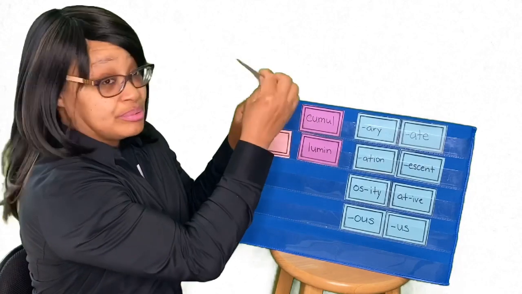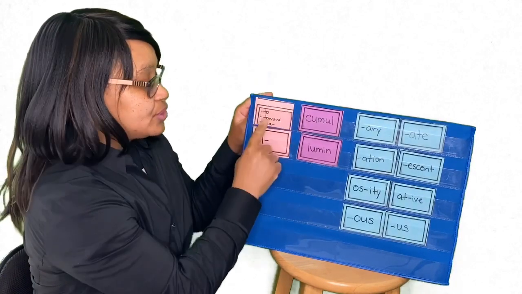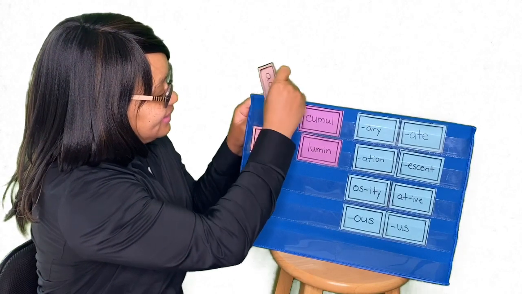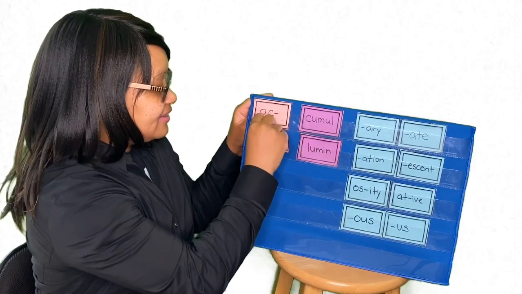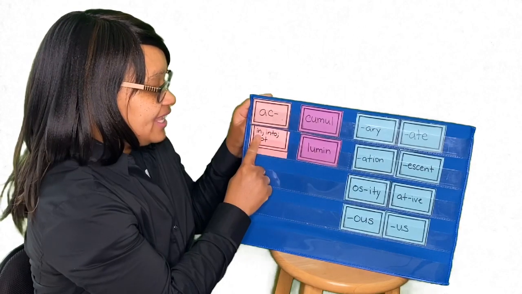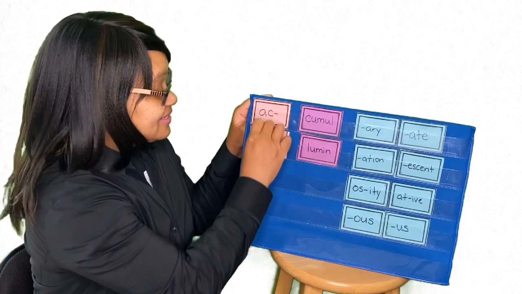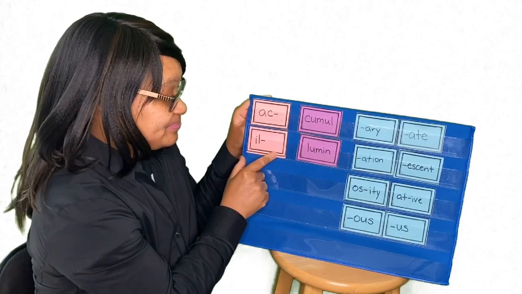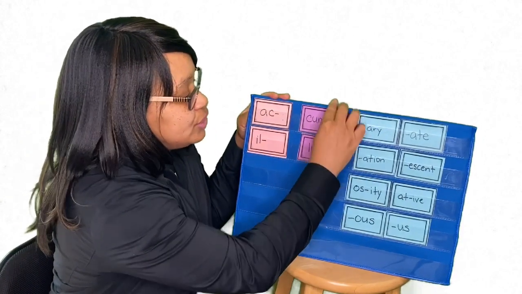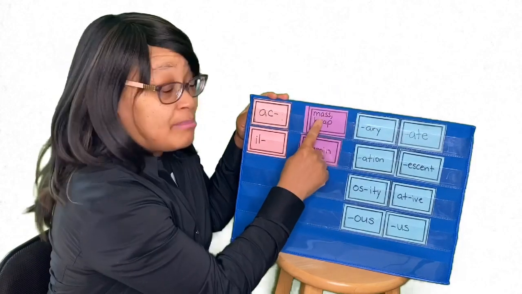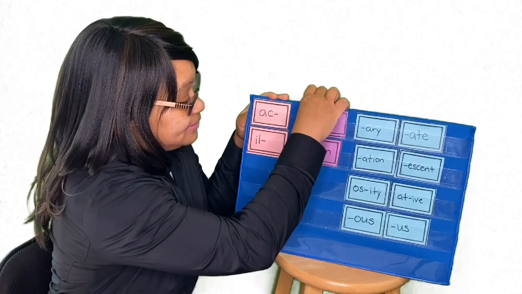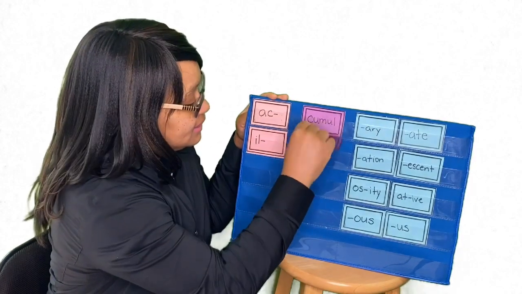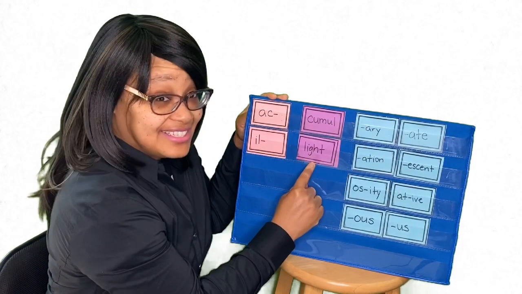Now, the prefix "ac" stands for to, toward, or near. The prefix "ill" stands for in, into, or not. These prefixes in nature are directional. Then we have the root cumul, which means a mass or a heap. We also have the root lumin, which means light.